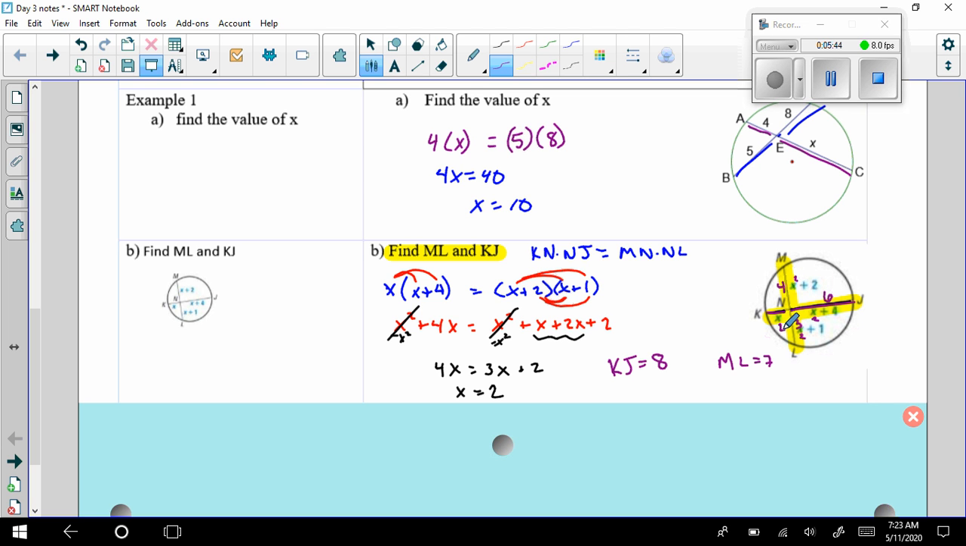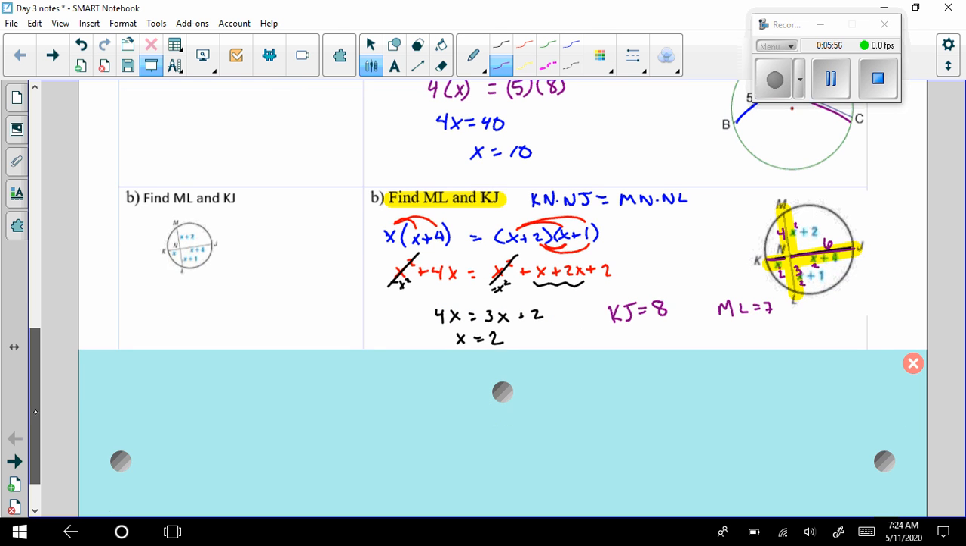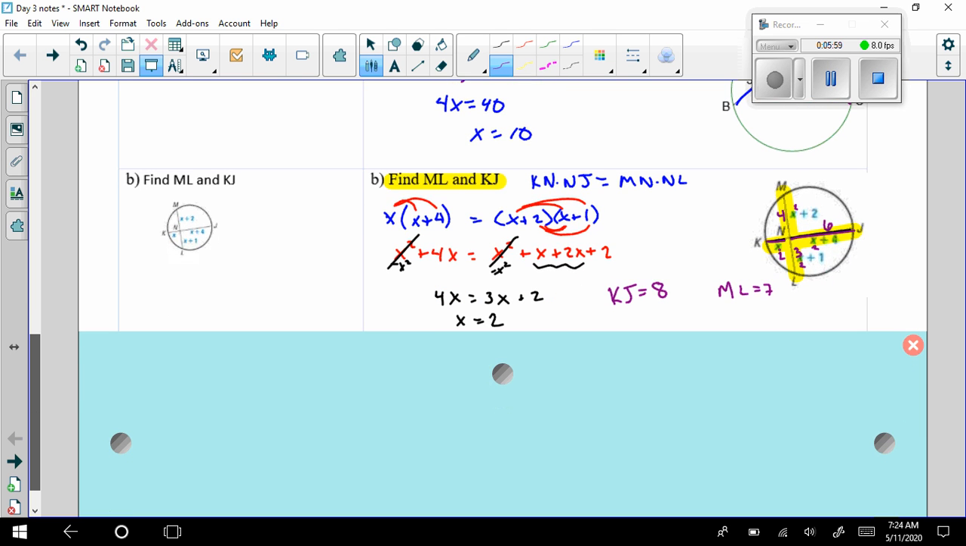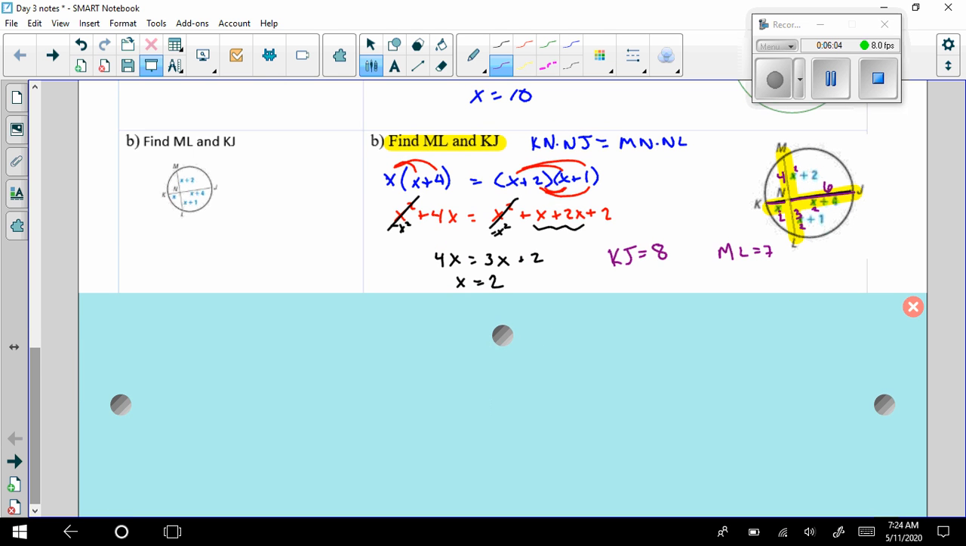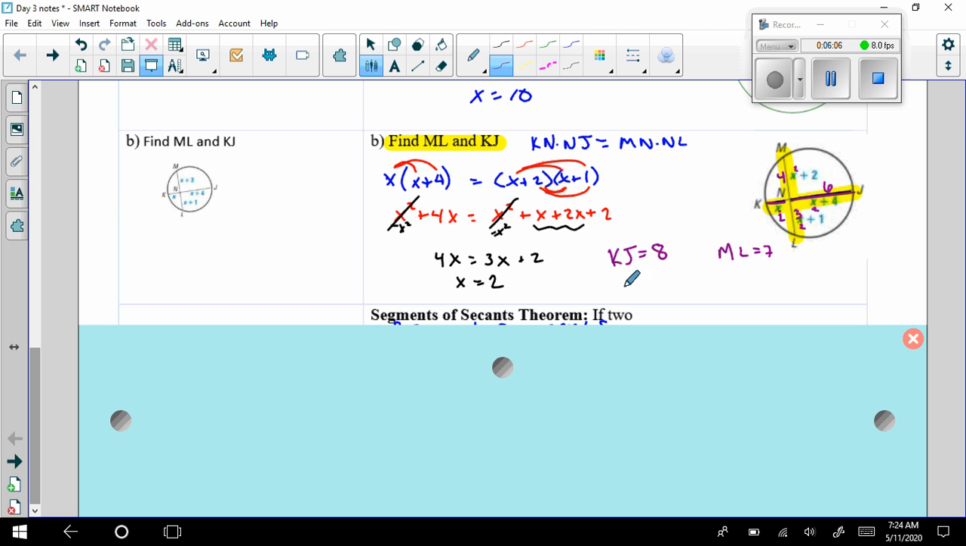So 4 times, what was that length? 4 times 3 is 12, and then 2 times 6 is 12. Their products are equal, so we're good. So KJ is 8, ML is 7. There's a lot of little numbers in there, so if you need to write out those over here instead, then do so. So KJ is 2 plus 2 plus 4. ML was 2 plus 2 plus 2 plus 1.